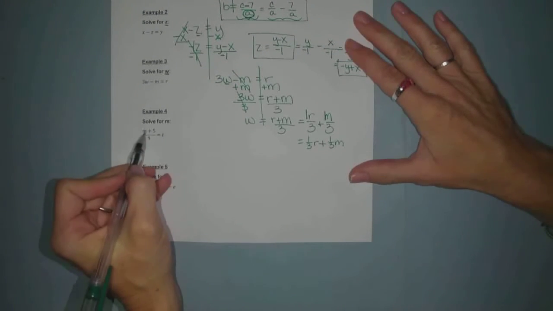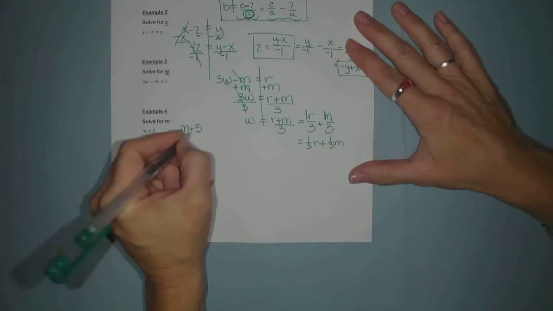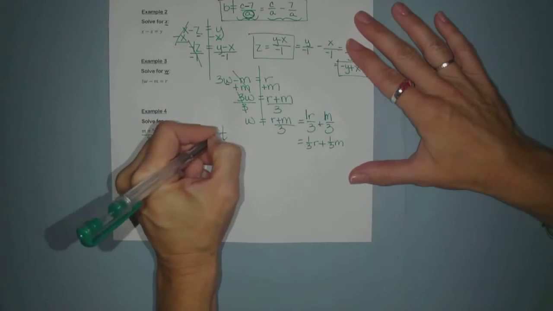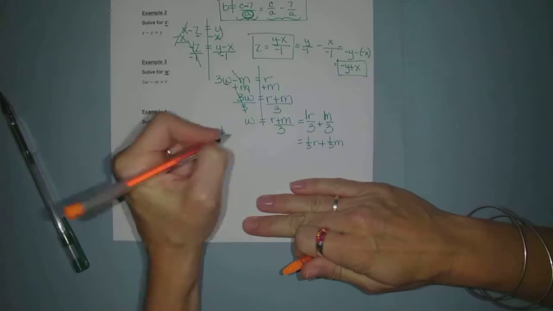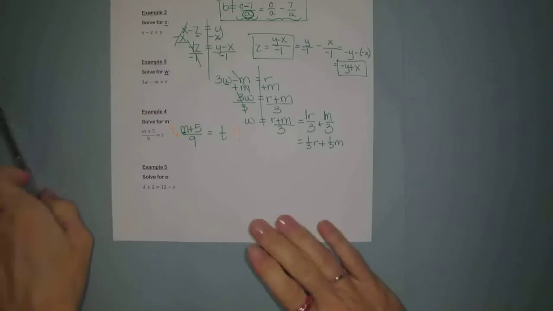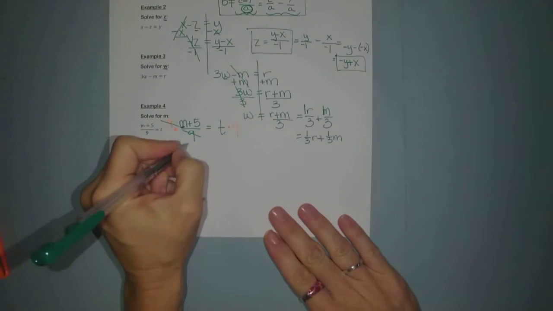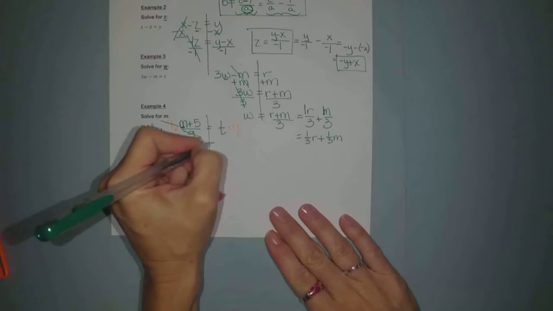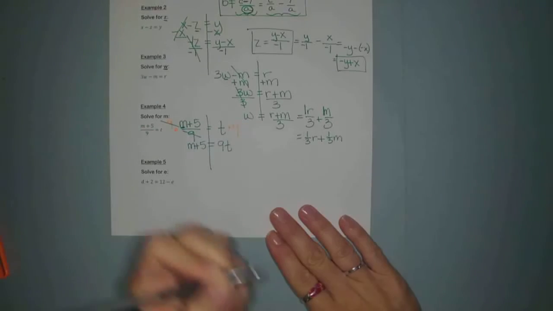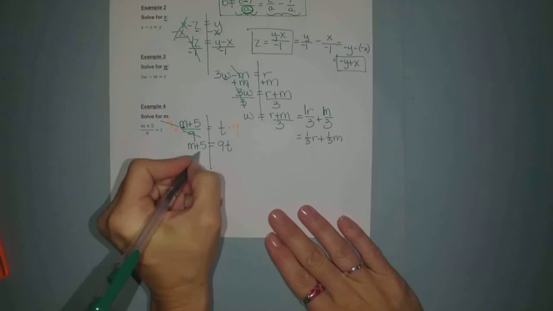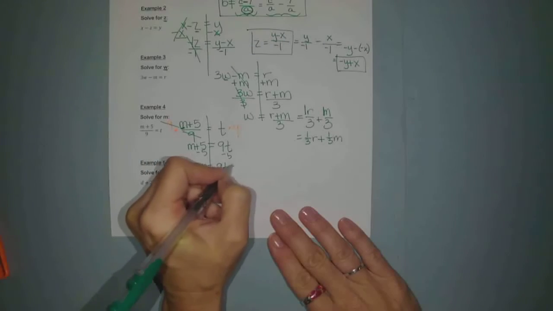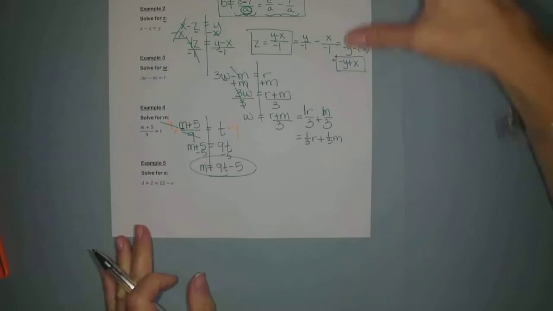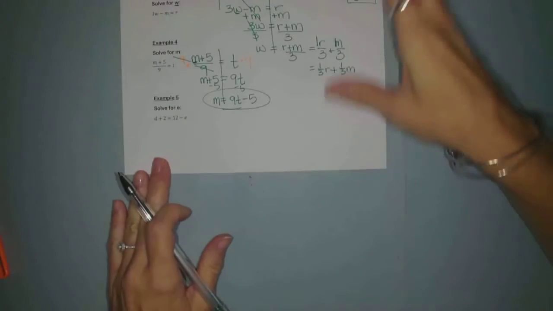Solve for m. It says m plus 5 divided by 9 equals t, and we've got to get m alone. So the first thing we're going to do is multiply both sides by 9 to clear that 9 away. So that will cancel these 9s out, leaving me with m plus 5 equals t times 9, which is the same as 9t. And now solving for m, I can just subtract 5 from both sides. So m will equal 9t minus 5. Done.